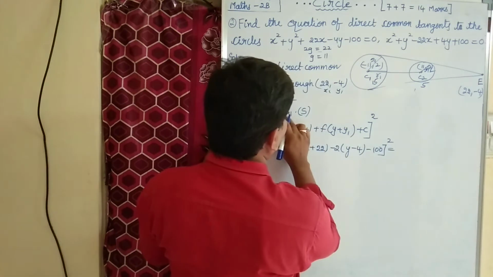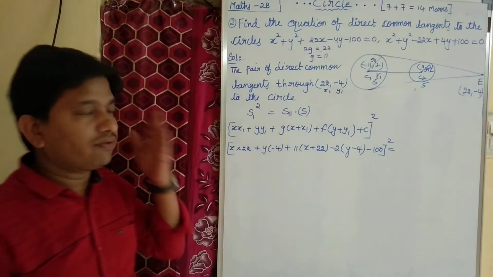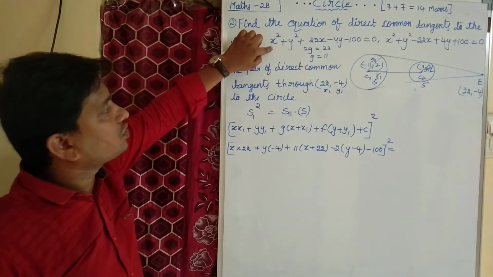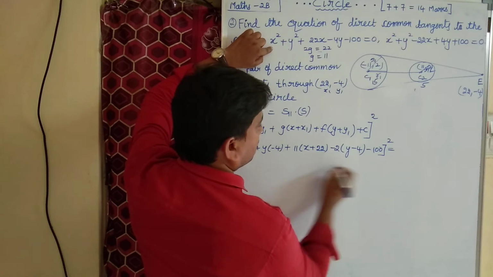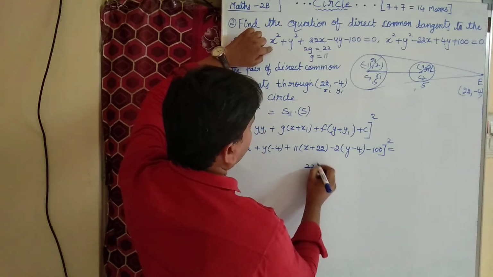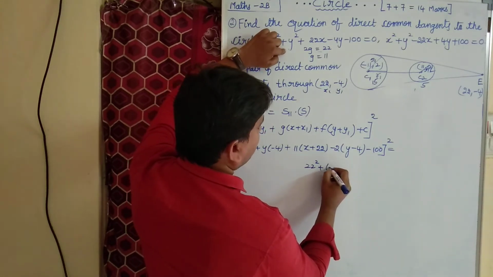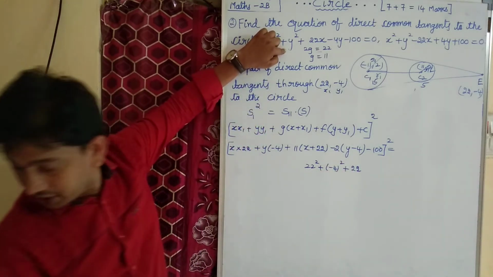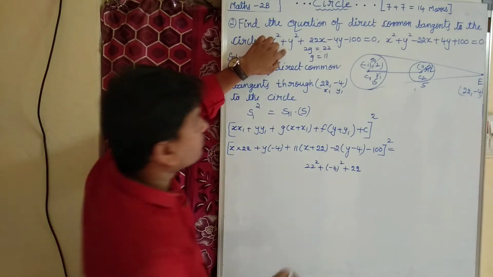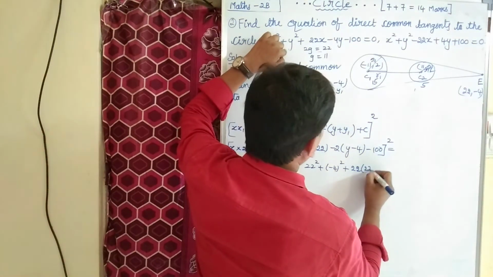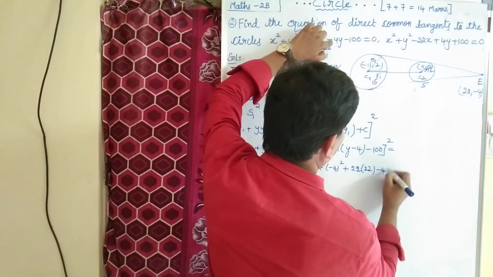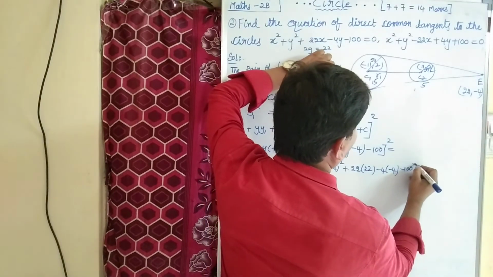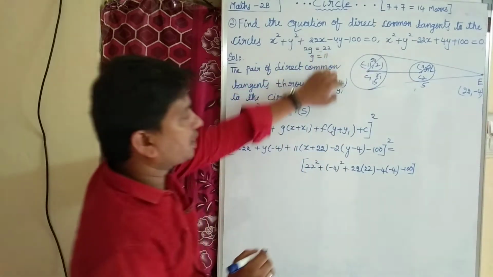Equal to S11 into S. S11 means we have to substitute these points in this equation. That is 22 square plus y, that is minus 4 whole square, plus 22 into x, that is 22, minus 4 into y, that is minus 4, minus 100 into, children, this step clear?